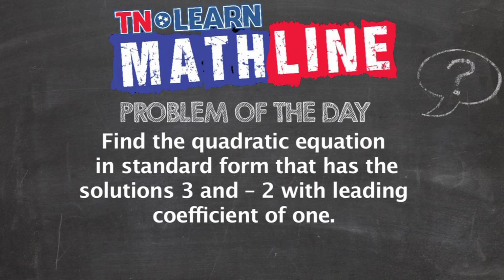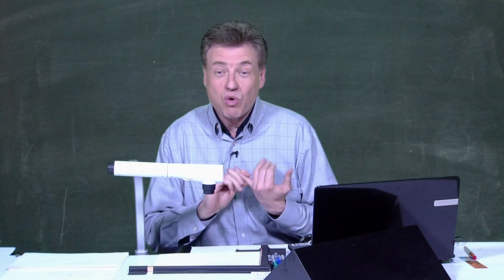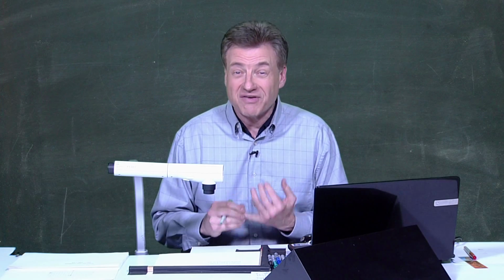Find the quadratic equation in standard form that has the solutions 3 and negative 2 with a leading coefficient of 1. Whew, that sounds complicated. So let's see what's going on there. First of all, quadratic tells me there's an x squared in my final answer, all right?